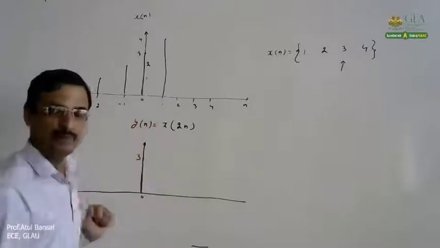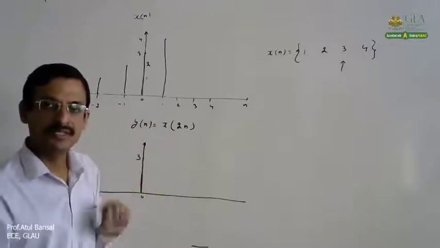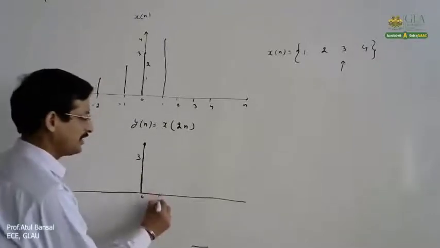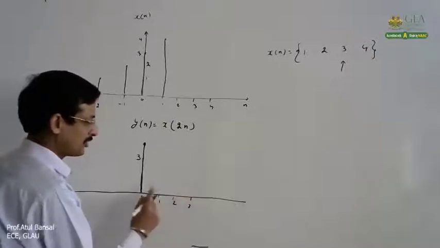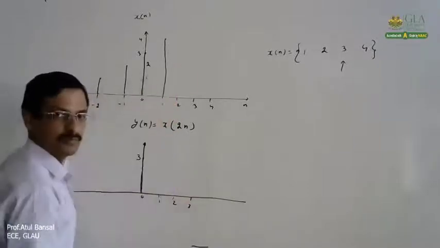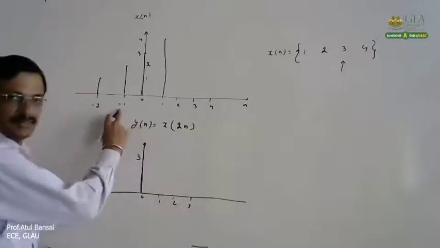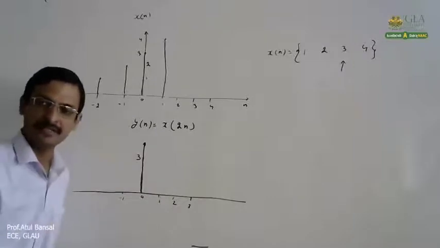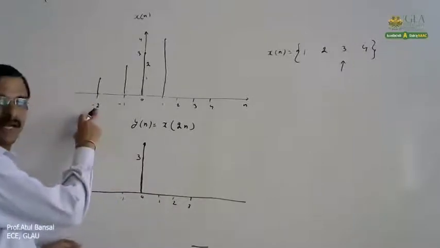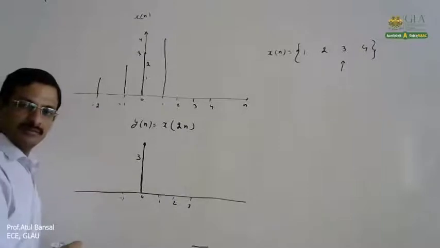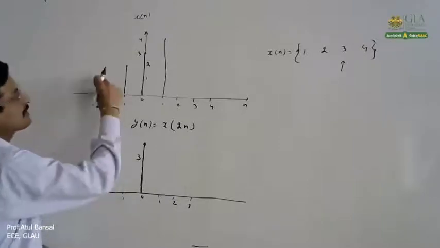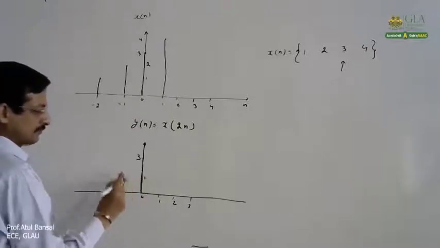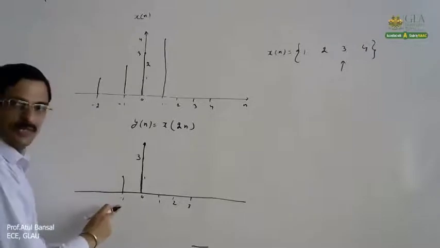But at 1 by 2, because the signal is discrete, at 1 by 2 nothing is defined. It will be defined only at discrete integers 1, 2, 3. So there is nothing at 0.5. So this value gets lost. Same way, minus 1 by 2, minus 0.5, again fractional, so it will get lost. But minus 2 divided by 2 will come at minus 1. So whatever is this value 1, now will come at minus 1, in place of minus 2.